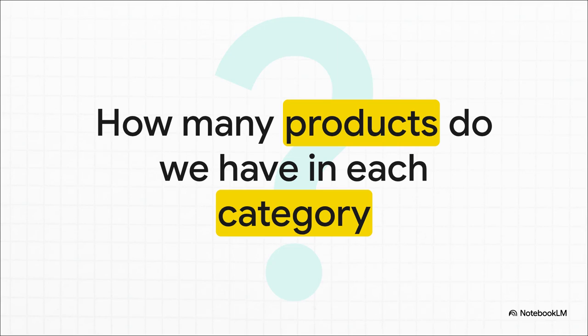Now think about this question for a second. We're not asking for a big list of products anymore. We're asking for a summary. We want the database to look at all of our products, put them into piles based on their category, and then just give us a count for each pile.